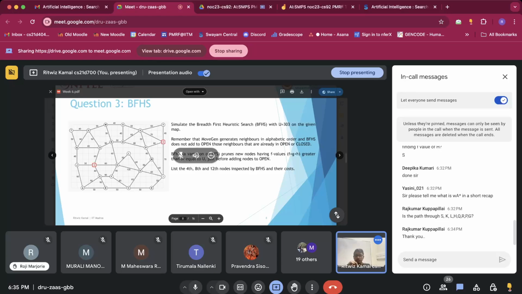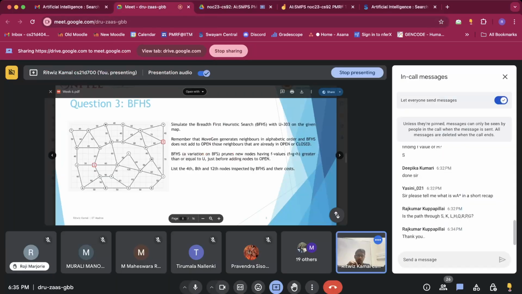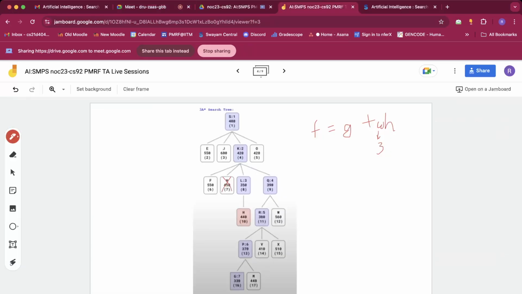Cool then. Let's go to the next question, which is the breadth first heuristic search. How many of you remember the breadth first search that we studied in one of the first few live sessions? Okay, I hope some of you remember. I'll assume that most of you remember what it was.